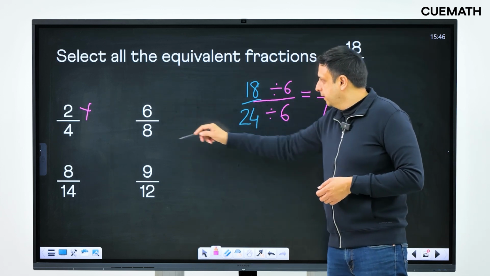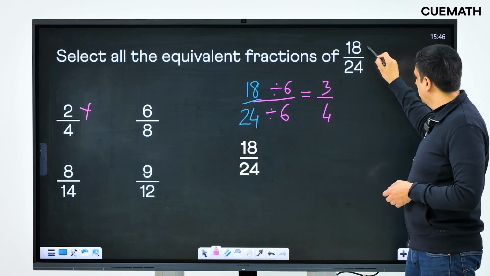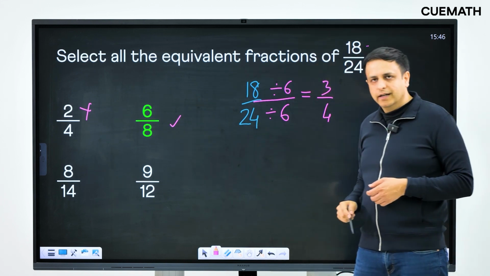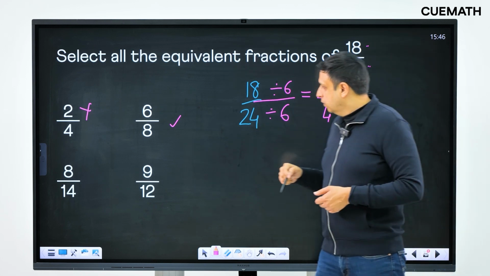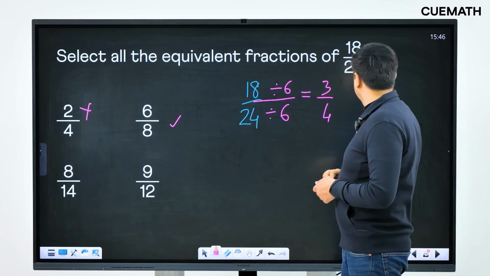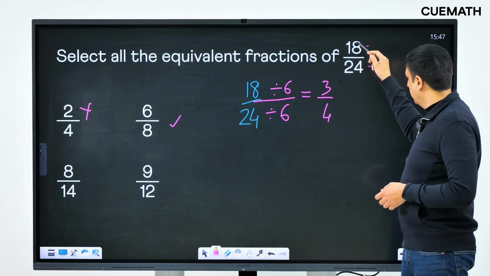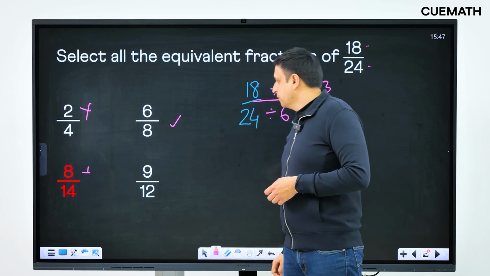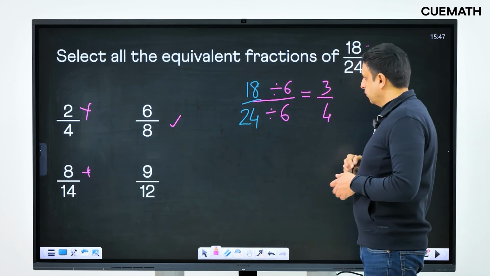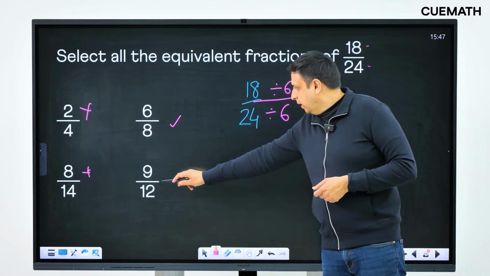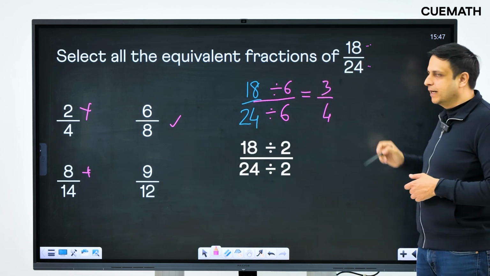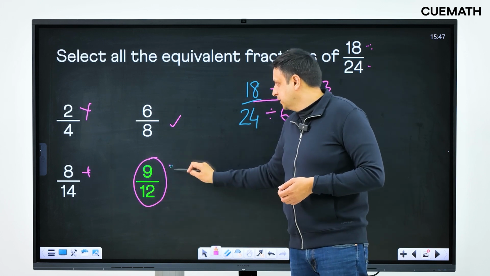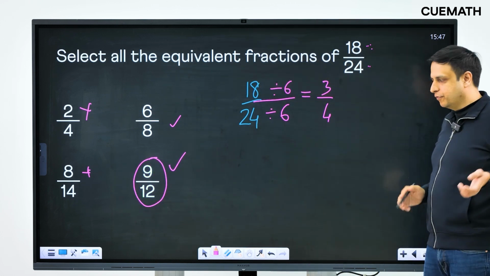What about 6 over 8? I think I can get that. If I divide above and below by 3, I'll get 6 here and 8 here. So yes, 6 over 8 is indeed equivalent to 18 over 24. What about 8 over 14? It doesn't look like I can get from here to that fraction. So no, 8 over 14 is not equivalent to this fraction 18 over 24. And then what about 9 over 12? Well, let's see. If I divide above and below by 2, 18 goes to 9, 24 goes to 12, and therefore I get this 9 over 12, which is therefore equivalent to 18 over 24.